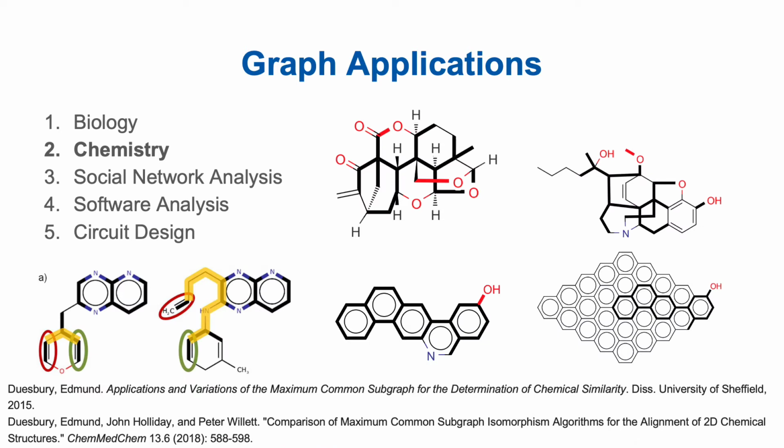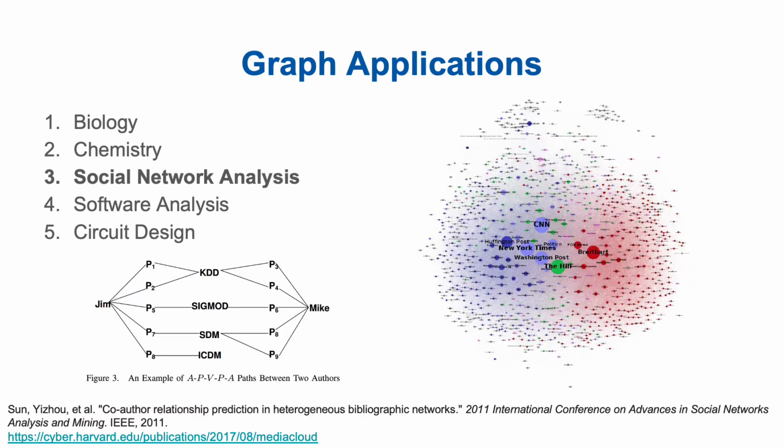In chemistry, chemical graph has been used as one of the most popular representations for chemical structures to represent their either 2D or 3D structure. Graph has also been the underlying data representation for social network analysis. In social network, each node represents an individual, a person, and edge representing their relationship.